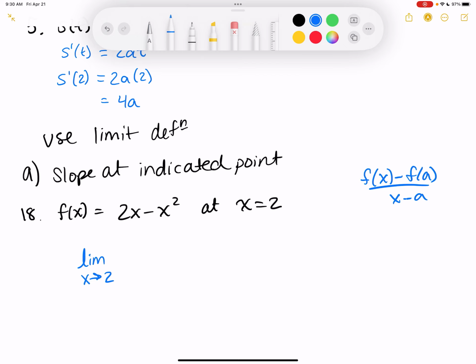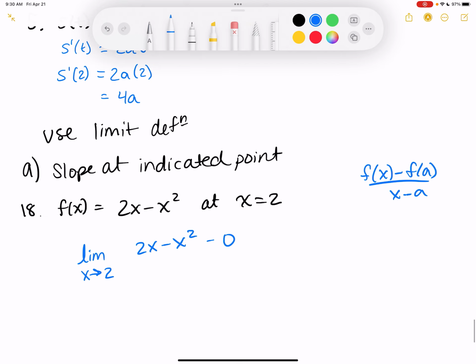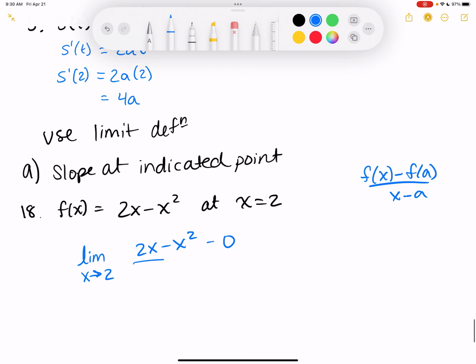So this is of 2x minus x squared minus, we plug in 2 into this equation and solve. So 2 times 2 is 4 minus 2 times 2, oh, well, that's nice, is 0, right? 4 minus 4 is 0. So we don't even need to write that part. Now, I'm just going to note it there just so that you see it if you go back and you're not like, well, where'd it go? Over x minus 2.